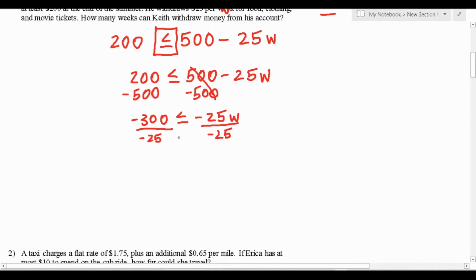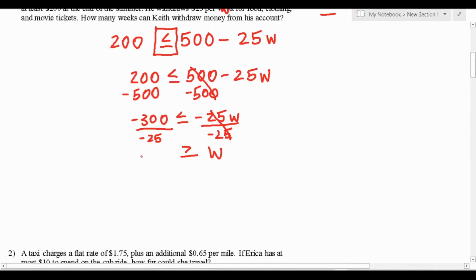And again, since we're dividing across the inequality by a negative sign, that's going to prompt us to change the direction of this sign from less than or equal to greater than or equal to. So make sure to keep that in mind. This crosses out, leaving us simply with w on this side of the equation. And now we have negative 300 divided by negative 25.